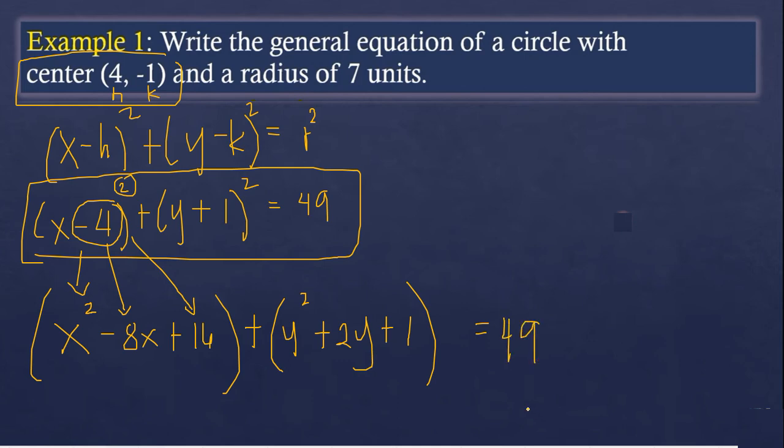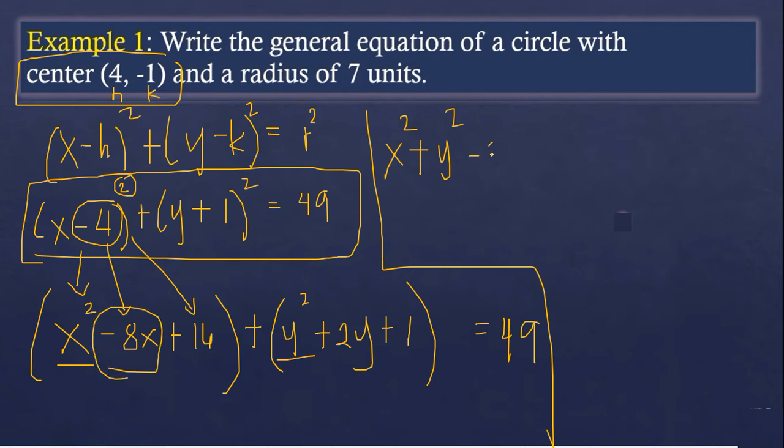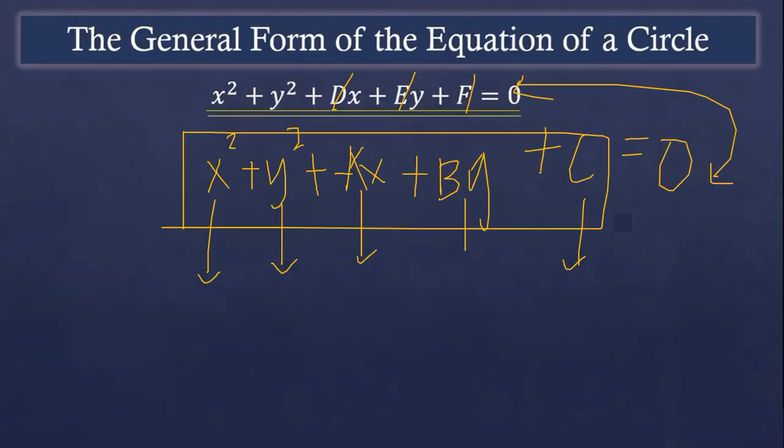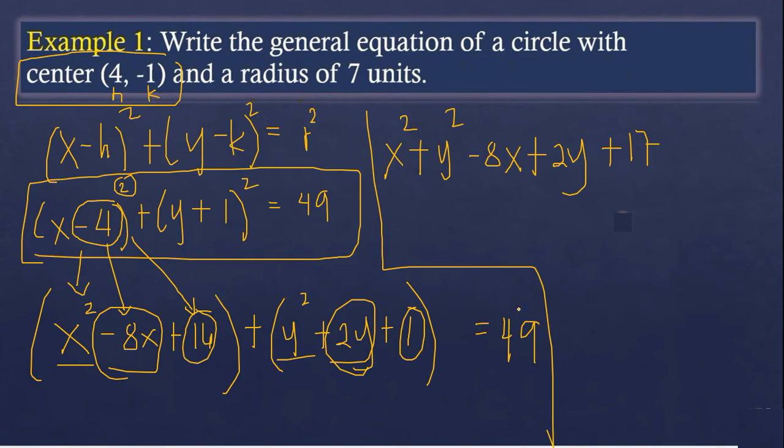Next is 49. So, gayahin natin yung format ng general. Mauna si x. So, copy natin yung x natin. So, x squared. Susunod dyan si y. Pangatlo is yung may x. So, negative 8x. Susunod yung may y. Plus 2y. Then, 16 plus 1. What is 16 plus 1? 17. And then, we're talking about the general form. The last number is equivalent to 0. Always po yan. Then, 49. Transpose it to the other side. And 17 minus 49 is equivalent to 0. And what is 17 minus 49?